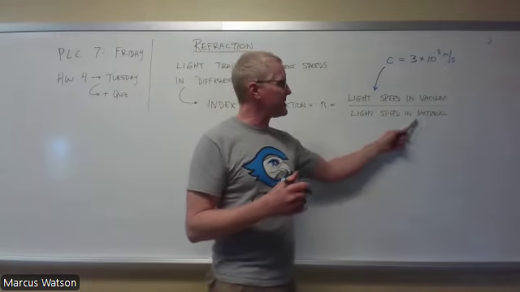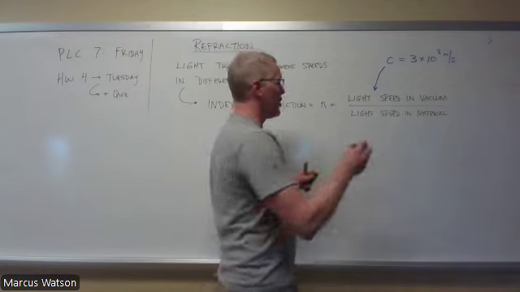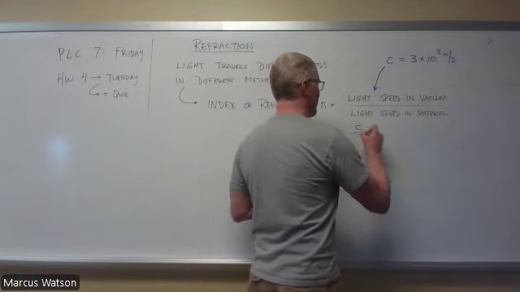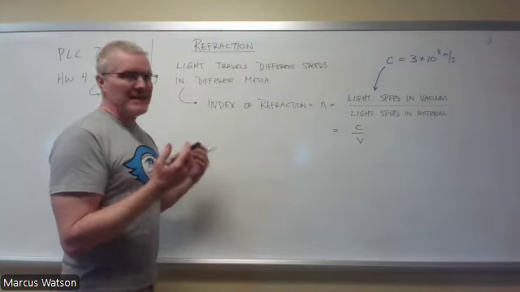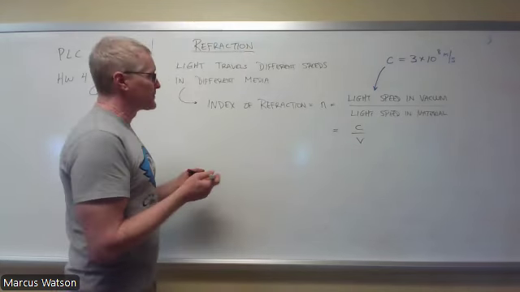Light speed in a material is typically less than this, so we would call this something like c divided by v, v being the speed of light in the material. Okay.